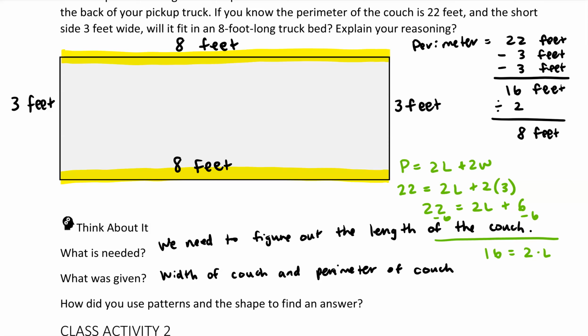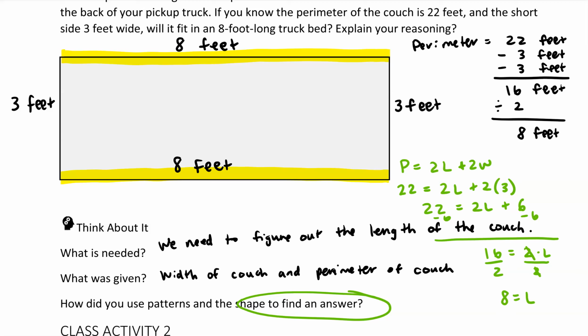And all that's saying is that 16 is equal to 2 times some number. And the way that we figure out that number is we do the opposite operation. So if we're multiplying 2 times L, then if we divide both sides by 2, we end up getting 8 is equal to L. So that's how we figured out the length of the couch. So that answers this third question here.